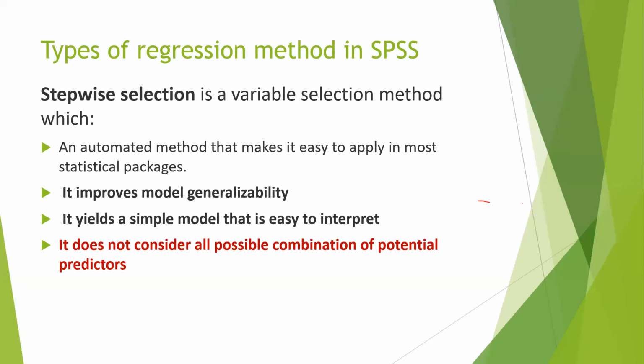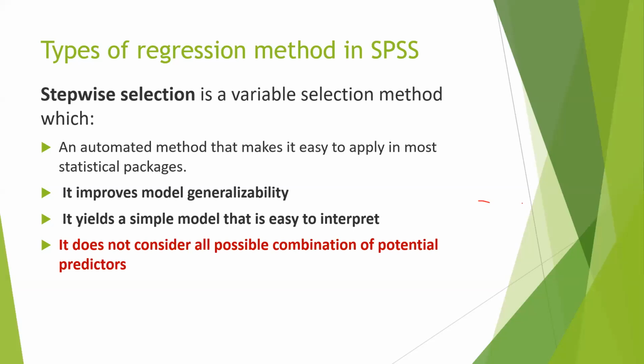But what are the cons of this? These are the pros, but the cons is it does not consider all possible combinations of potential predictors, because it's a machine, it's a system. It will just do the mathematics and give you the model. But as a clinician, what is your input? You want that, okay, there is a moderate relationship between one of the x and y, so that has to go in the model. Even then the software is saying, no, we have to remove that particular variable, so statistically the software is saying it should not go into the model.